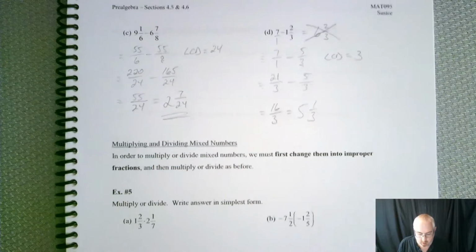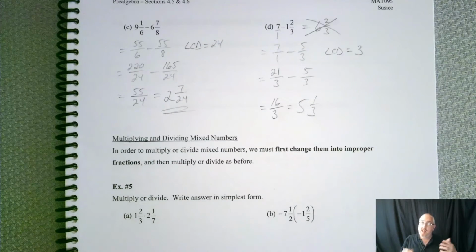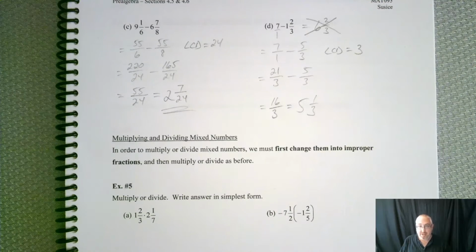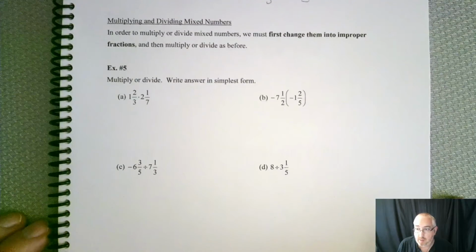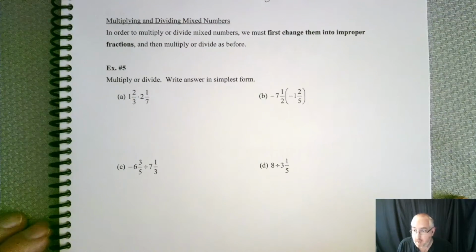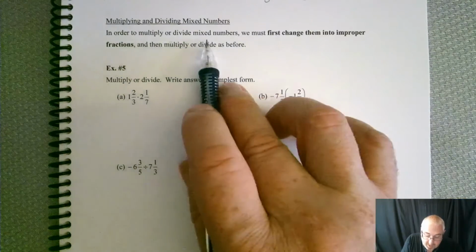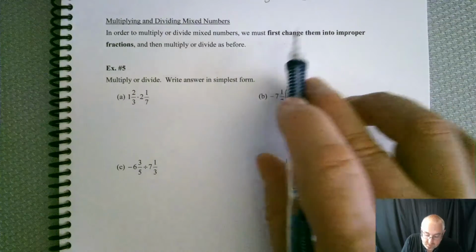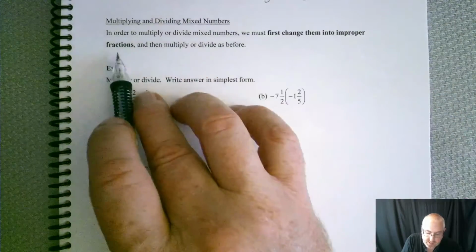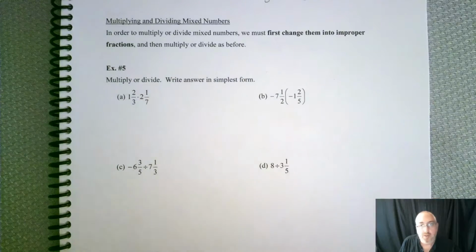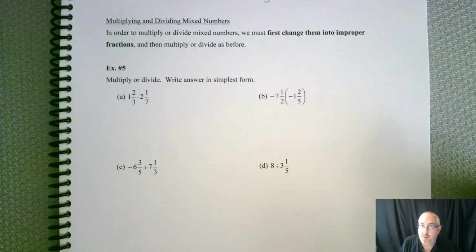Good. All right, so that's adding and subtracting. A little bit cumbersome because you do have some choices, and you definitely need to keep those LCDs in place. But for multiplying and dividing, it's a little easier, and there's only one method. So let's take a look at that, and then we'll kill this video. We still got a little bit of time. In order to multiply or divide mixed numbers, we must first change them into improper fractions and then multiply or divide as before.